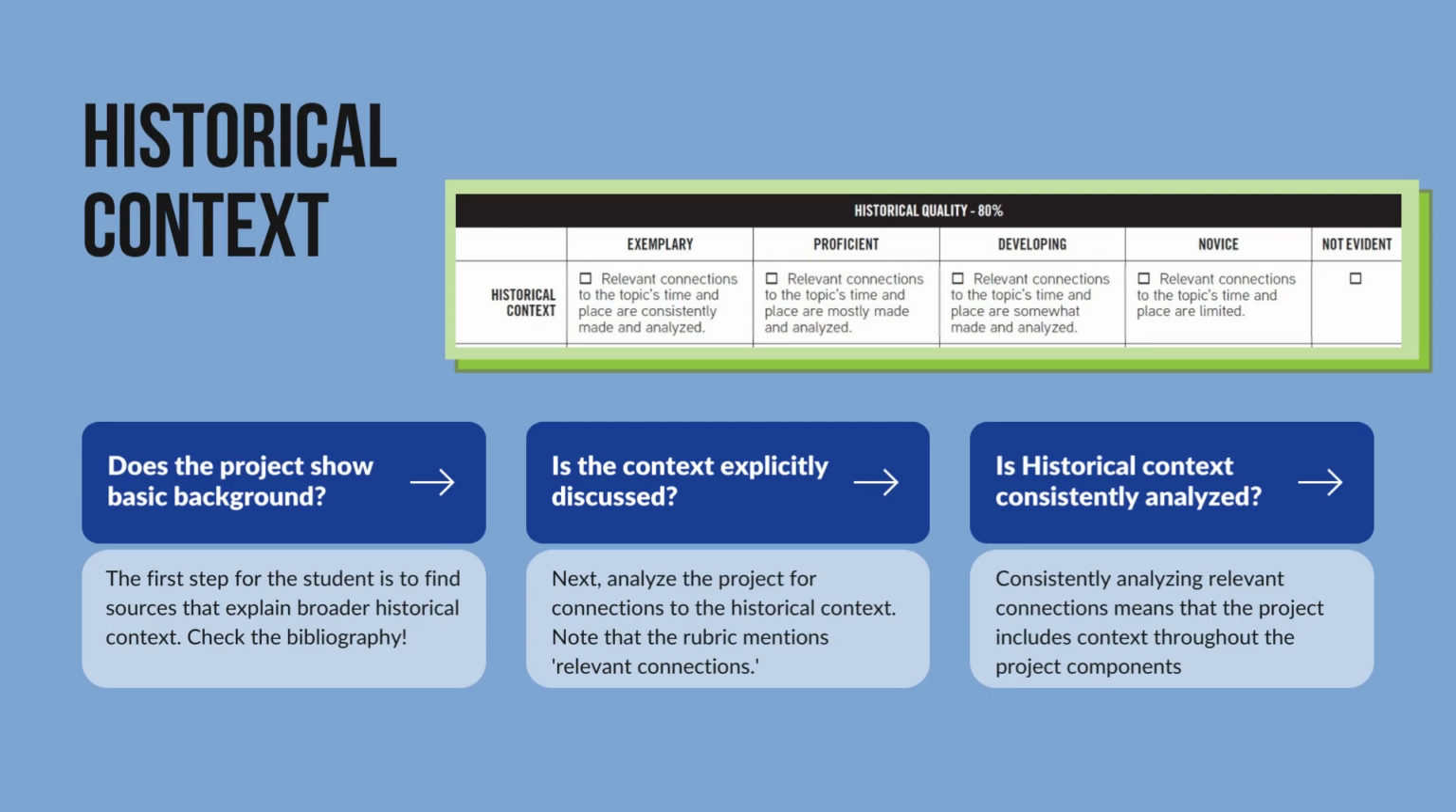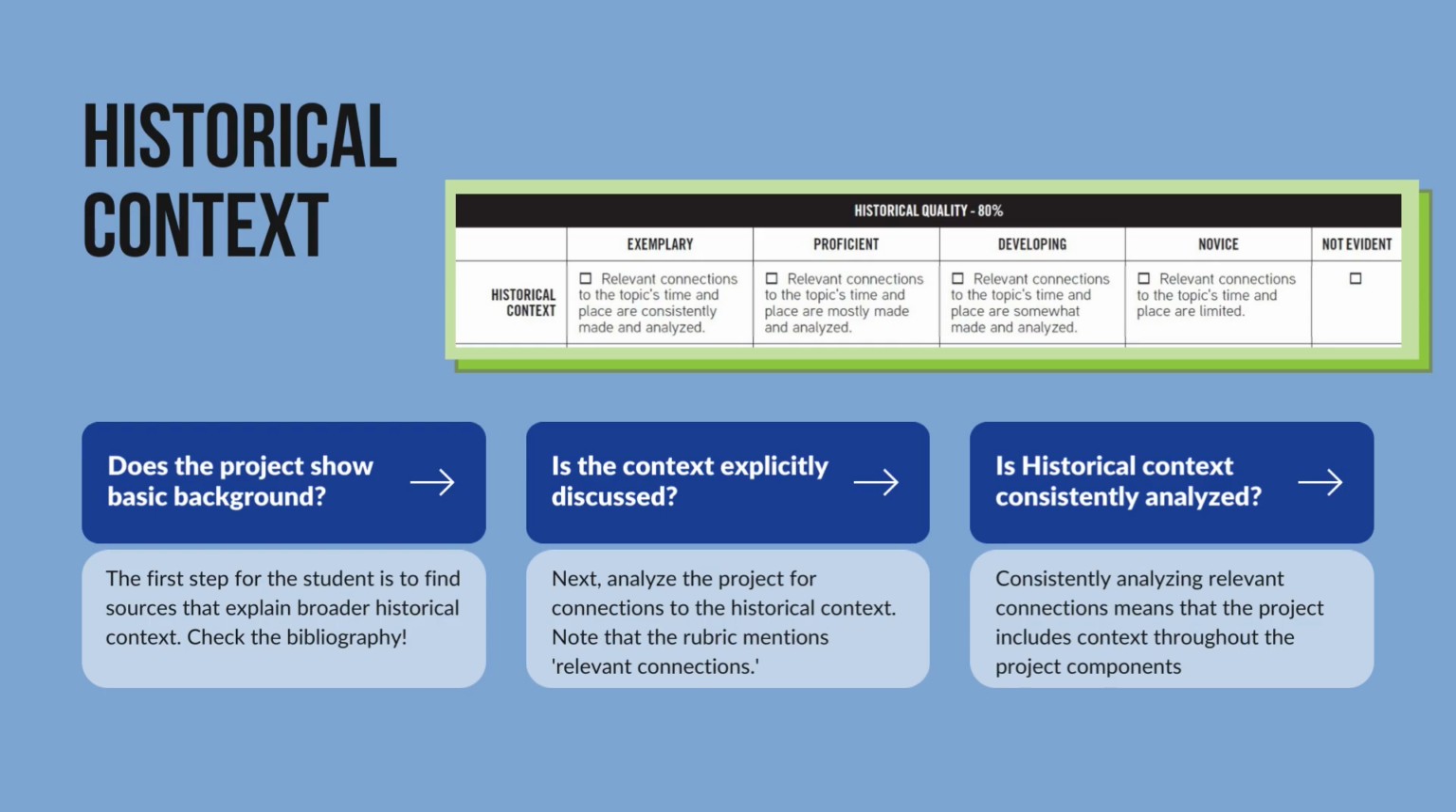When judging historical context, go through these three steps. First, ask, does the project situate the events in place and time? Do they have sources that explain broader context? Next, ask whether the context is explicitly discussed. Students may do this in some sections of their project or throughout the project. Finally, consider whether historical context is consistently analyzed.